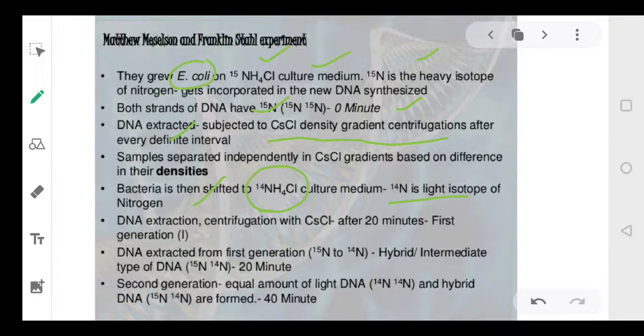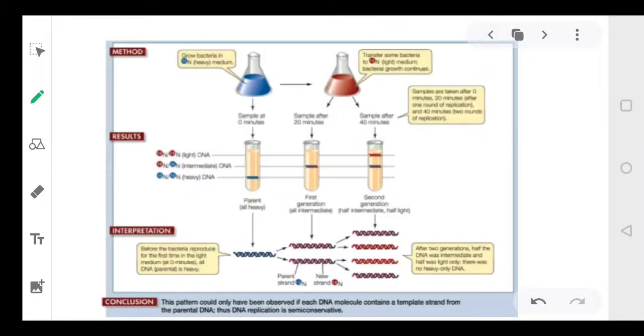Clear? So after DNA extraction, again there will be cesium chloride centrifugation after 20 minutes. Okay? After 20 minutes and then after 40 minutes. And we'll come to this experiment now. Suppose first of all, what we did is that we grew E. coli in N15 medium. Okay?